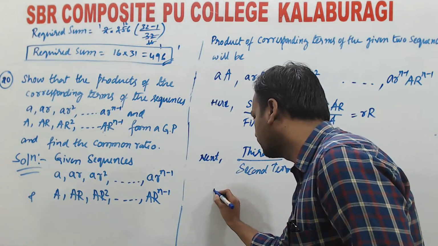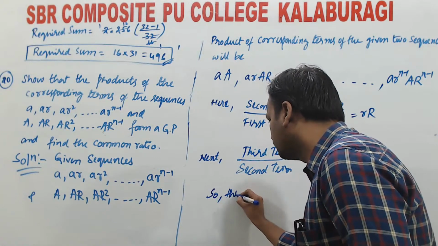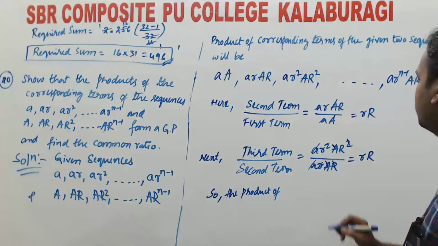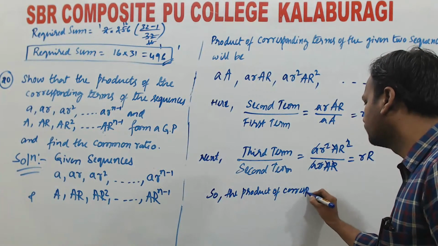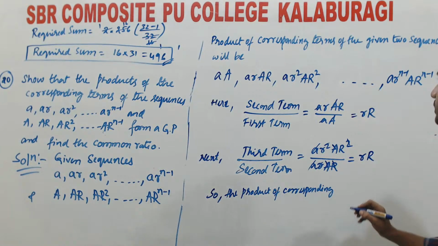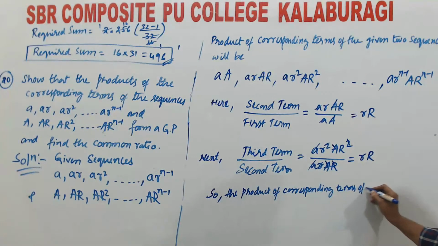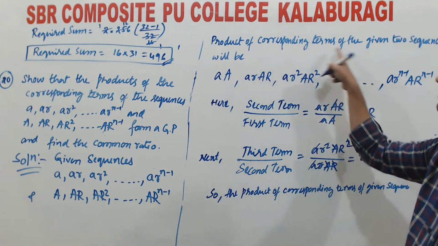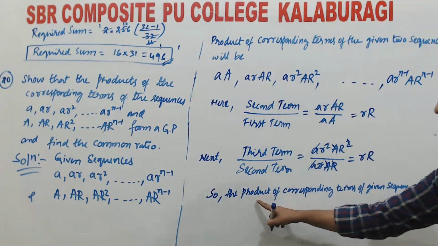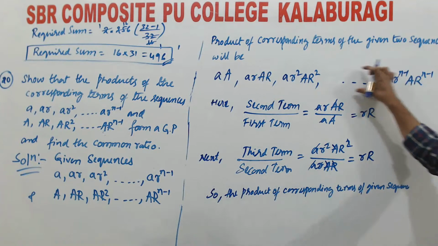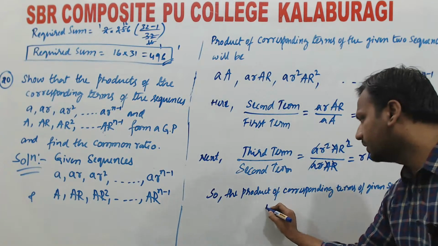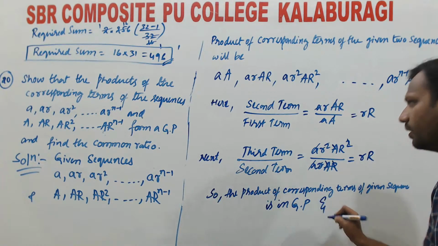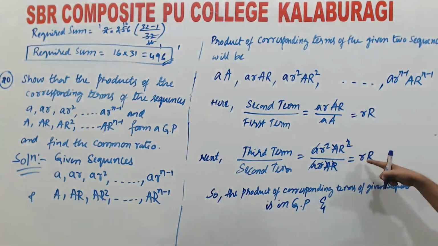So therefore, the product of corresponding terms of two sequences. What is the product of corresponding terms of two sequences? This one. This sequence is in GP. Yes or no? And what is shown here? They are saying yes, of course. We have shown here it is in GP.